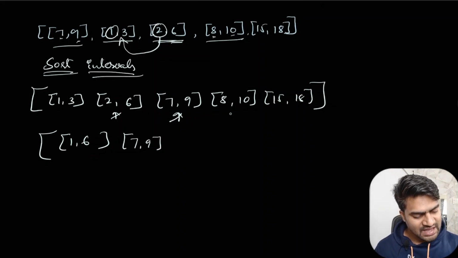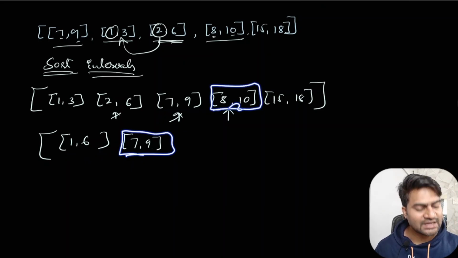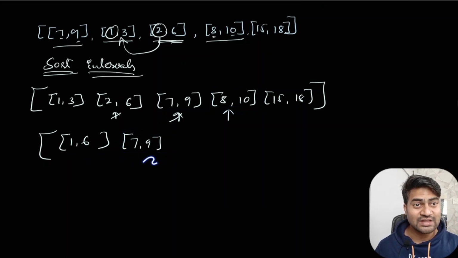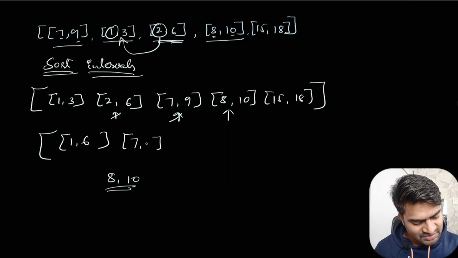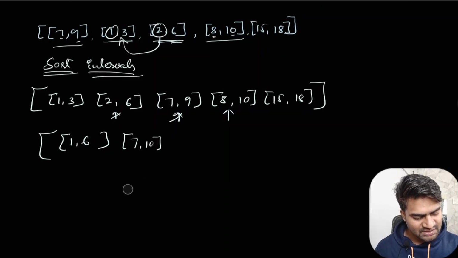Next I will move to my 8 10. Now you don't need to really worry about 1 6. You can simply consider 7 9 and check whether 8 10 merges with 7 9 or not. So that's the beauty here. Once you sort, you can simply rely on the last element in the merged array. So I will check that with 7 9. Yes, it is mergeable with 8 10, so I will simply update this. So it becomes 7 comma 10.